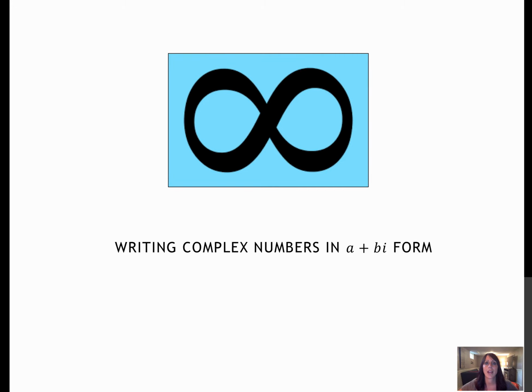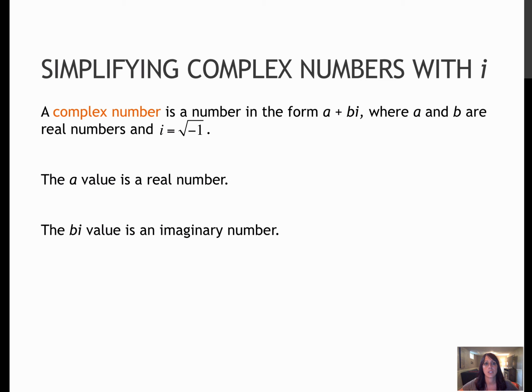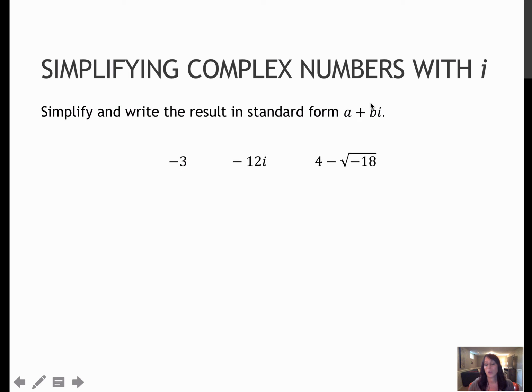In this lesson, we will write complex numbers in a plus bi form. So a complex number is a number that has two parts, the real part and the imaginary part. So the real part is, of course, the a, and the imaginary part is the bi. So a and b are just real numbers, and i, of course, is the square root of -1. So we're going to practice this in several ways.